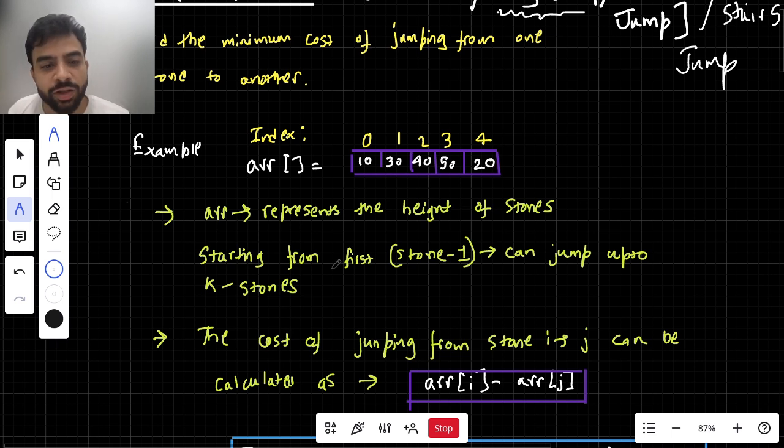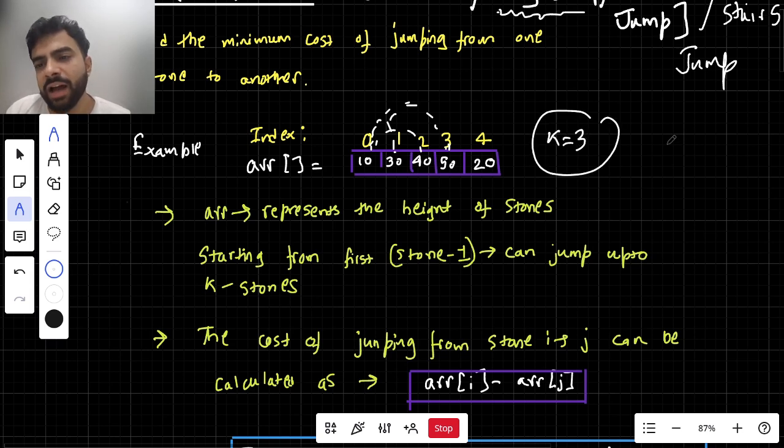The array represents the height of the stone starting from the first stone, and you can jump up to k stones. That means I can jump from here to here, I can jump from here to here as well, I can jump from here to here, I can jump from here to here at max, because k is 3 in this case. K is 3 because it's seen in the input statement. If you open the GFG, you see k is 3.